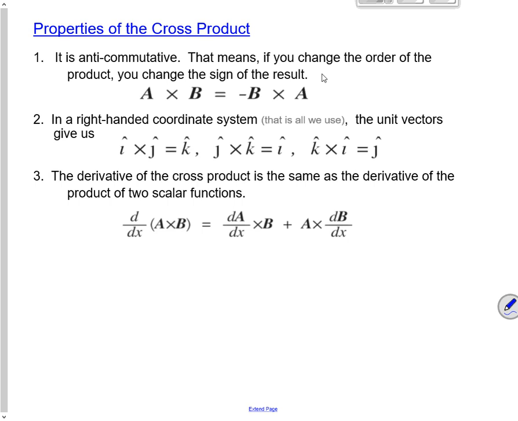The derivative of the cross product works the same as the derivative of the product of 2 scalar functions. This shows you how to calculate a derivative. You just have to distribute that derivative. So the derivative of A cross B is the derivative of A crossed with B plus A crossed with the derivative of B.